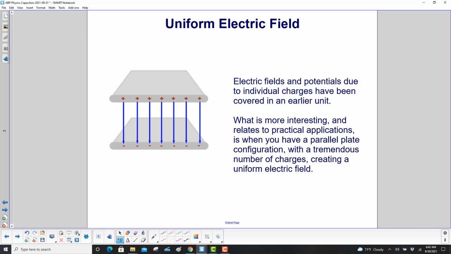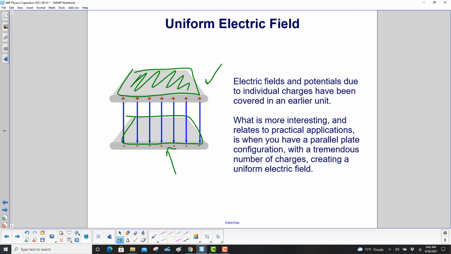What is more interesting and relates to practical applications is when you have a parallel plate configuration. These two plates are parallel, with a tremendous number of charges, which we're representing by the negatives here and positives here. Just picture the whole plate covered with those charges. That creates a uniform electric field.